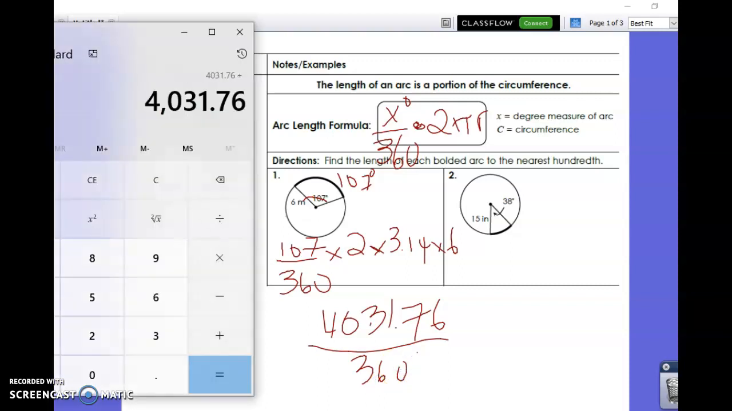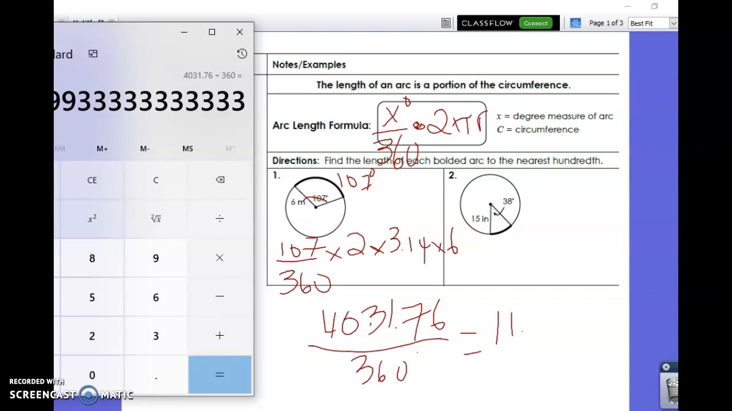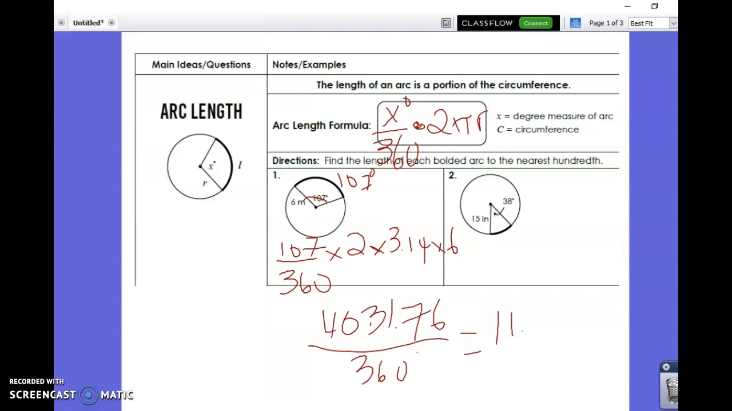So on the calculator, divide that by 360, and we get 11.199. Here they wanted us to round to the nearest hundredth, so that's going to be about 11.20. Okay, so that's how we do number 1. I'm going to clear this so we have space to work out number 2.